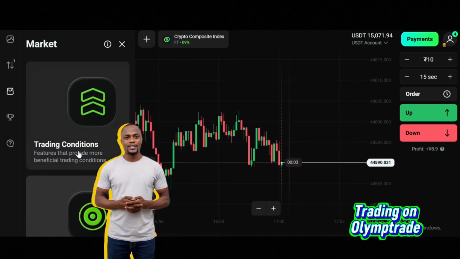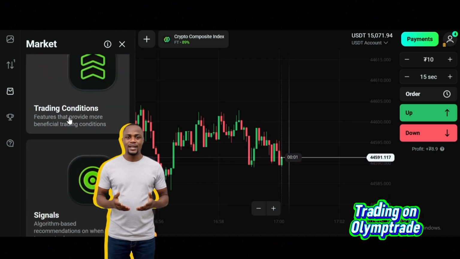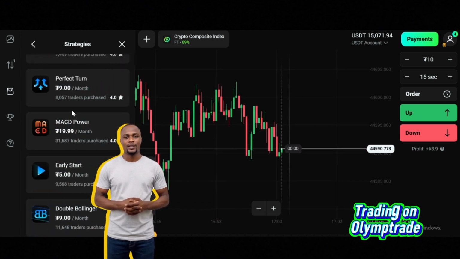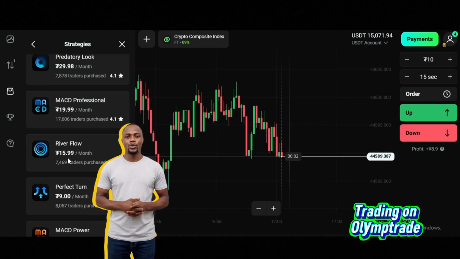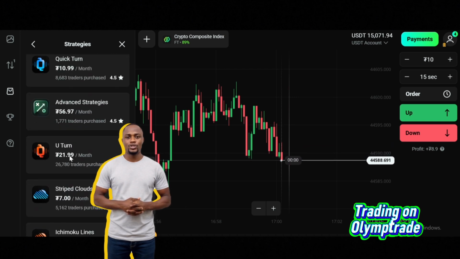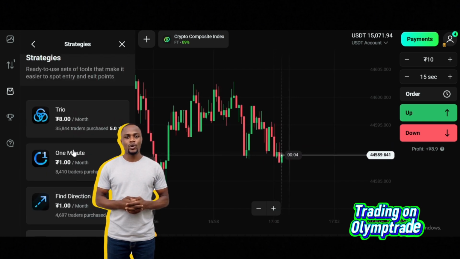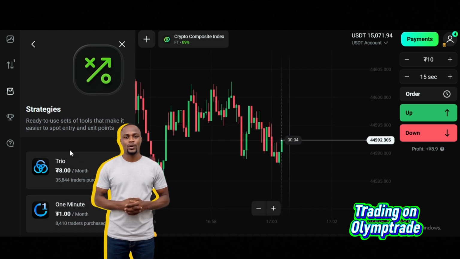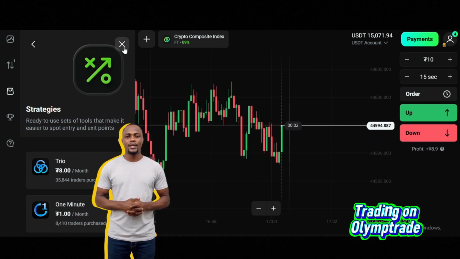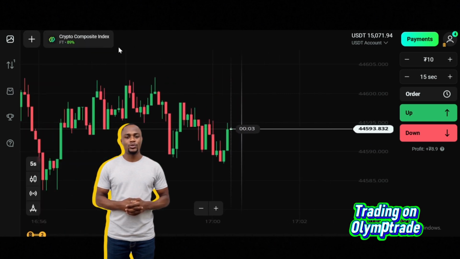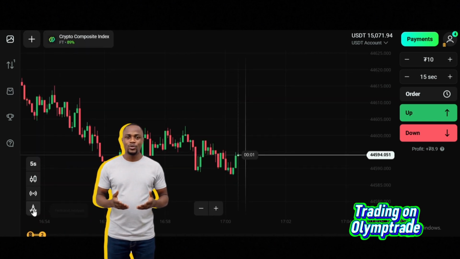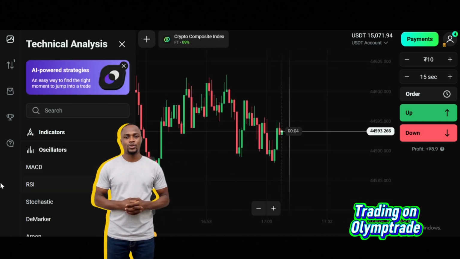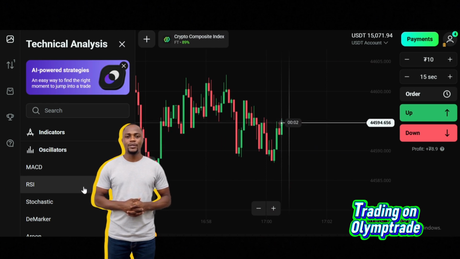What is RSI? The Relative Strength Index. RSI is a momentum oscillator. It measures how strong recent price movements are and shows whether the market is overbought or oversold. It moves on a scale from 0 to 100. When RSI goes above 70, it means the market is overbought. This often signals that the price may soon drop. When RSI goes below 30, it means the market is oversold. This often signals that the price may soon rise.